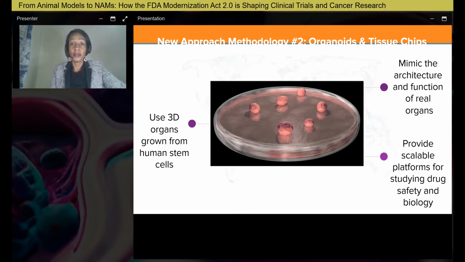As much as these miniaturized organs do not encapsulate the full functionality of real organs, they're able to mimic the architecture and function of real organs. For example, an intestinal organoid will have villi-like structures and should be able to mimic peristalsis. In the same breath, a liver organoid should be able to produce enzymes. So in short, organoids provide a scalable platform for studying drug safety as well as biology.